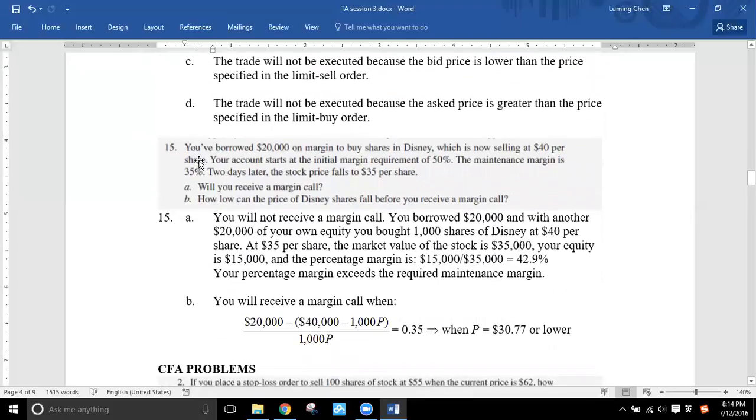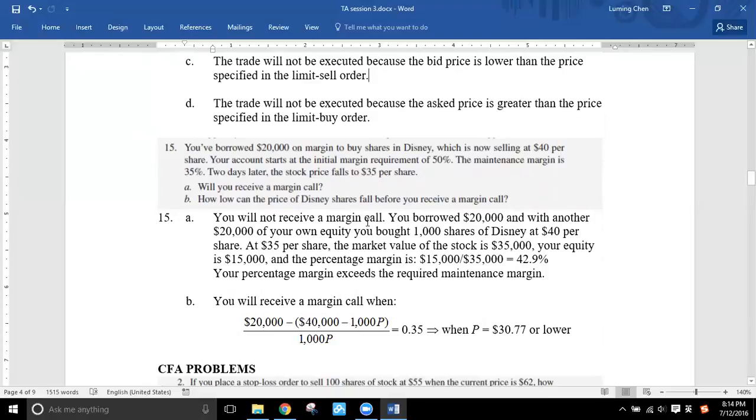Number 15. You've borrowed $20,000 on margin to buy shares in Disney, which is now selling at $40 per share. Your account starts at the initial margin requirement of 50%. The maintenance margin is 35%. 2 days later, the stock price falls to $35 per share. A, will you receive a margin call?